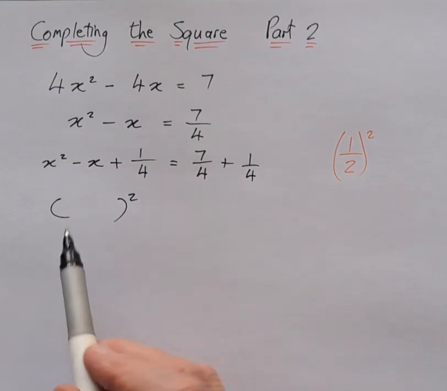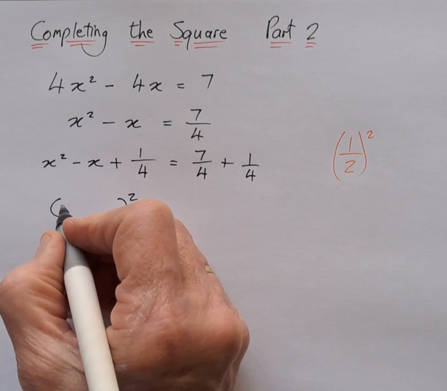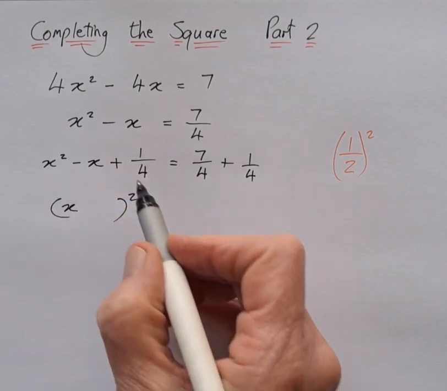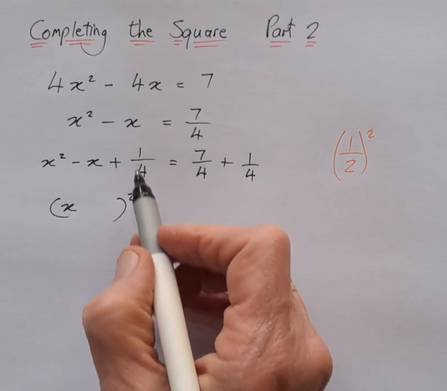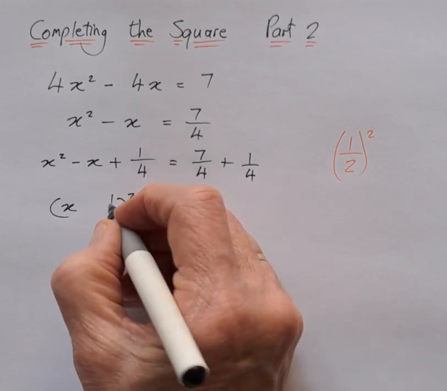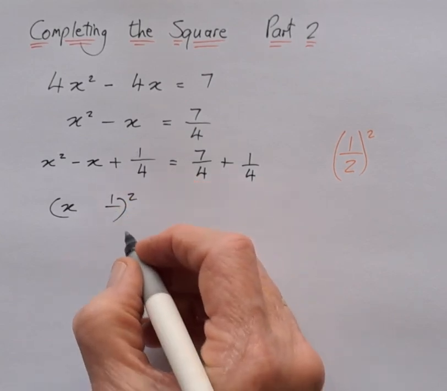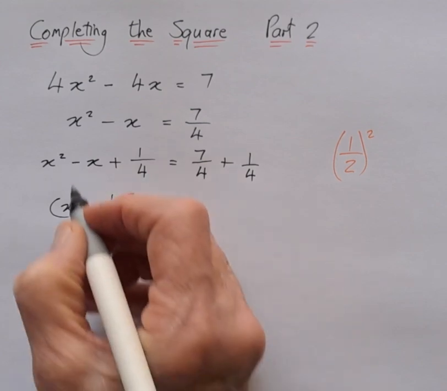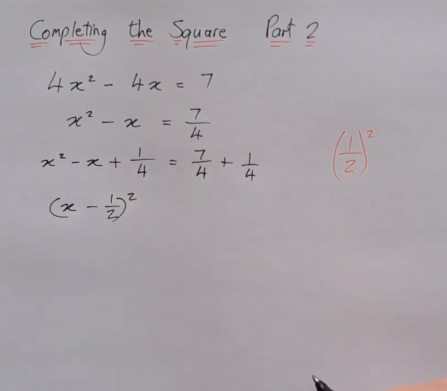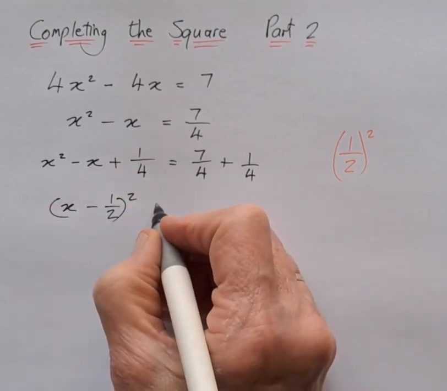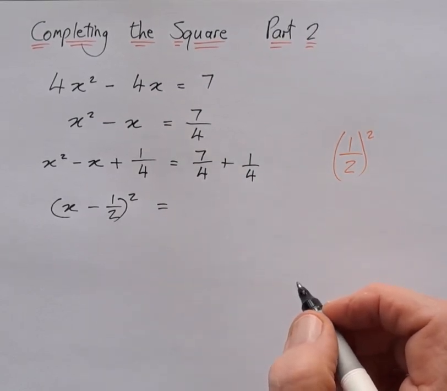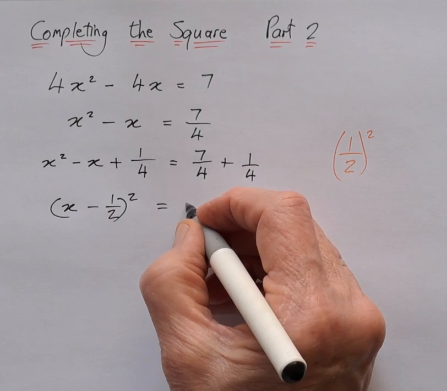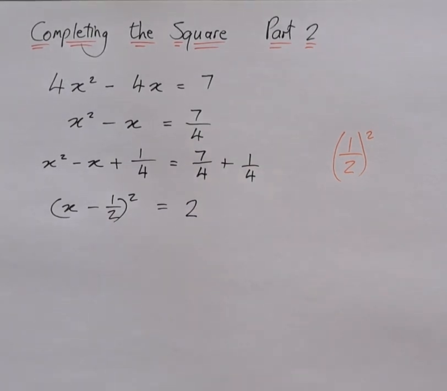So how do I find my two terms? I square root x squared, which gives me x, and I square root a quarter, which the same principle applies. Square root of the numerator is still 1, and square root of the denominator is 2. And I take the sign of the middle term. 7 over 4 plus 1 over 4 is very conveniently 8 over 4, and 8 divided by 4 is 2. So I'm back to having quite a simple right hand side.